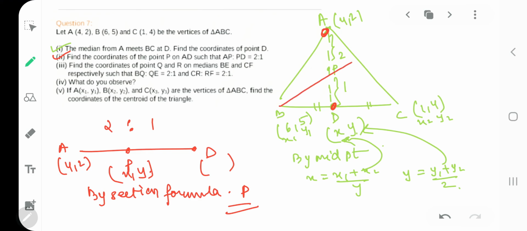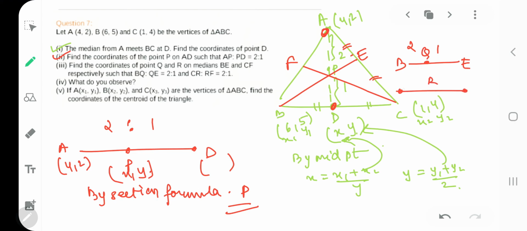Okay. Third is find the coordinates of points Q and R on medians BE and CF. Again I'll draw one more median, BE and CF. Okay, these are the medians and find the coordinates of points Q and R. Q is on BE, तो Q एक point है BE पे, जिसका रेशियो दिया हुआ है 2:1 और R एक point है CF पे और CR एंड RF का रेशियो दिया हुआ है 2:1. ठीक है, अब आपको इनके कोऑर्डिनेट्स फाइंड करने हैं. माय डियर किड्स, फॉर दैट यू हैव टू हैव B कोऑर्डिनेट्स एंड E कोऑर्डिनेट्स.